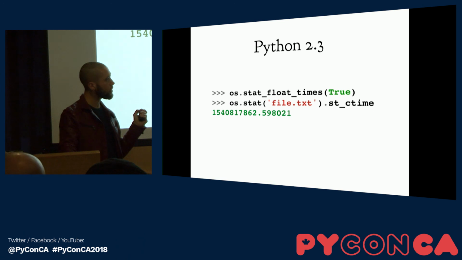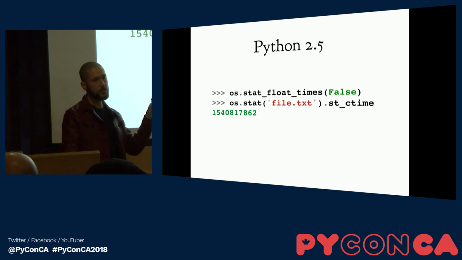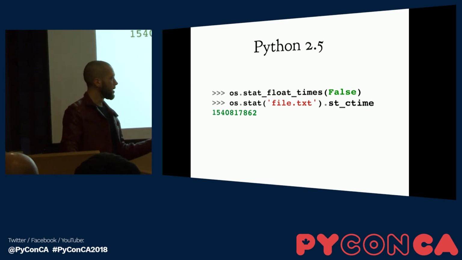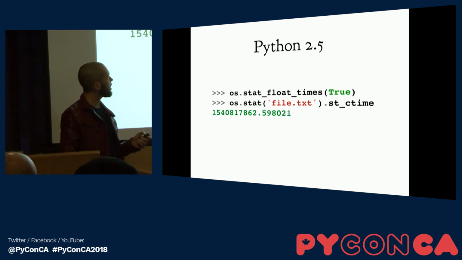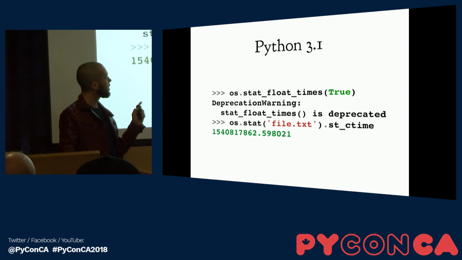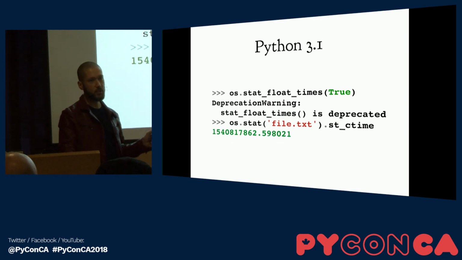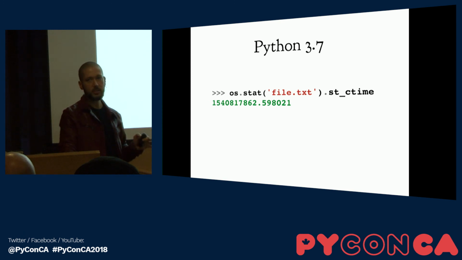That was in Python 2.3. In Python 2.5, they changed the default. And now you get float times by default unless you explicitly say float times false. Years passed, flying cars, hoverboards. Eventually, in Python 3.1, the setting is deprecated, so you should expect it to be deleted. And then just now in Python 3.7, the setting is gone for good. The only thing you can get is floating point times.